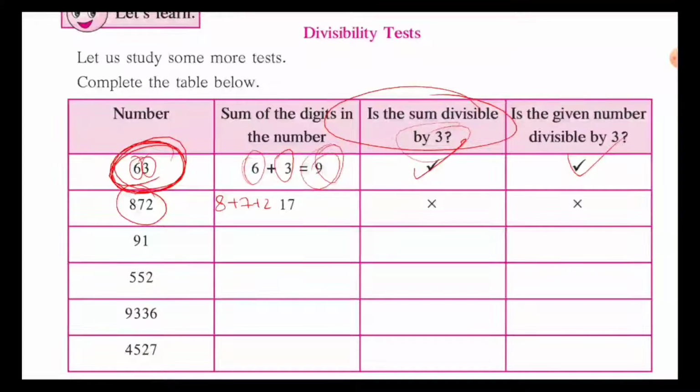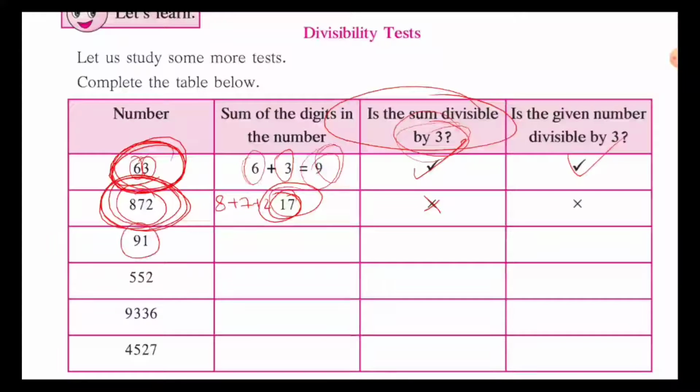Okay, 8 plus 7 will be 15. 15 plus 2 will be 17. So is 17 divisible by 3 or not? So it is not divisible by 3. So if 17 is not divisible by 3, 872 will also not be divisible by 3. This is how we have to do it.